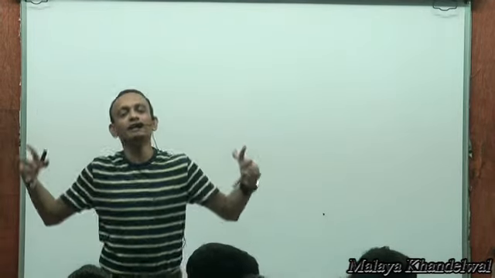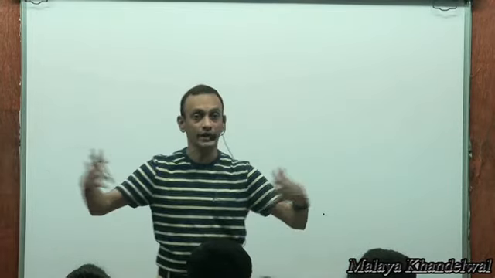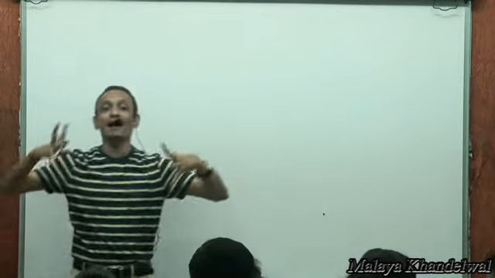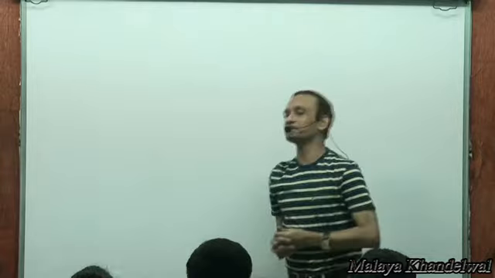And this magnetic field is a representation of the magnetic interaction, right? Like the electric field was a measure of the electrical interaction, the magnetic field B will be a measure of the magnetic interaction.